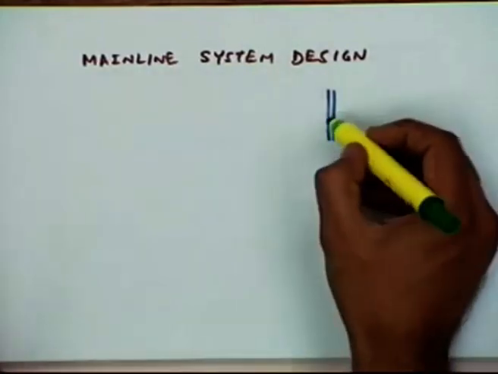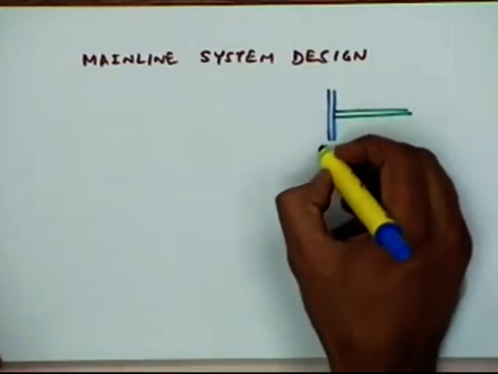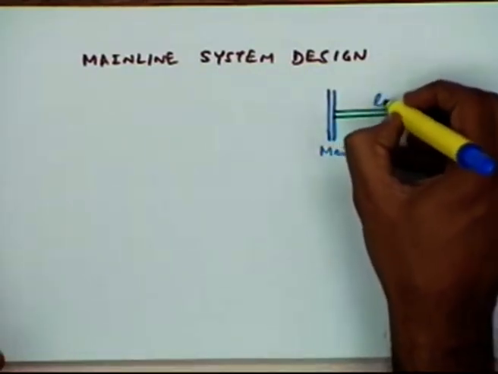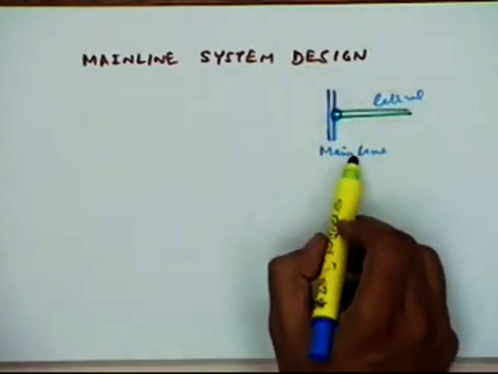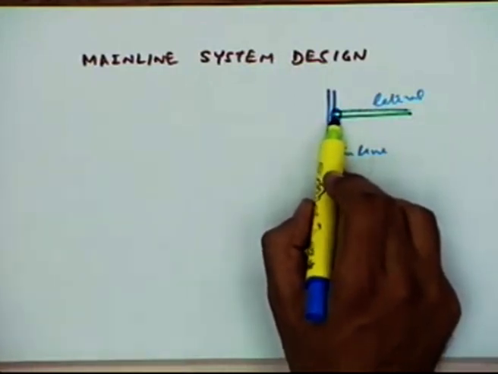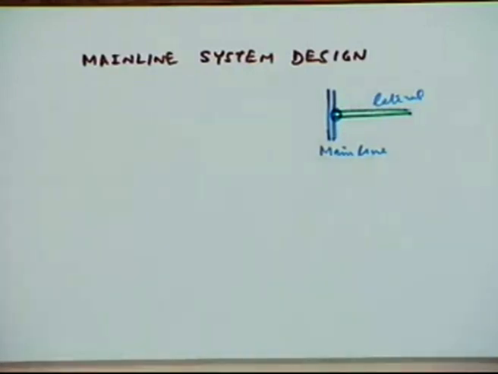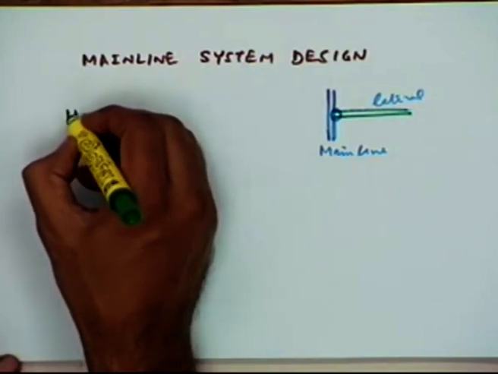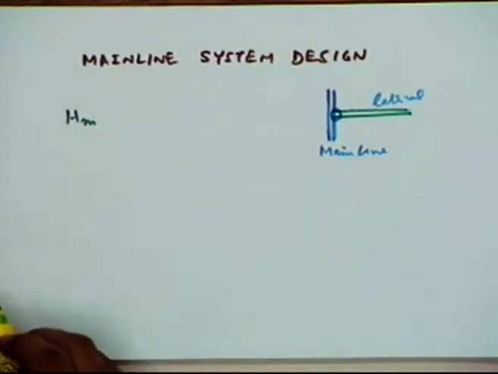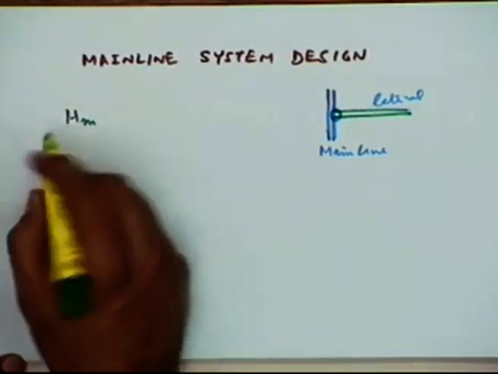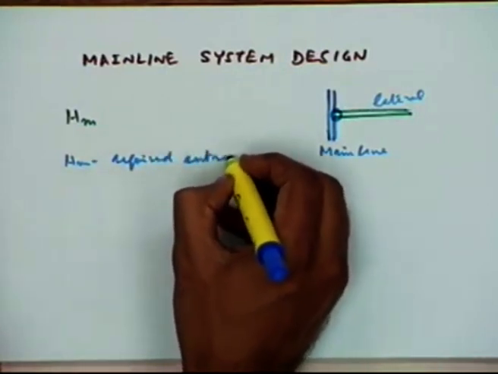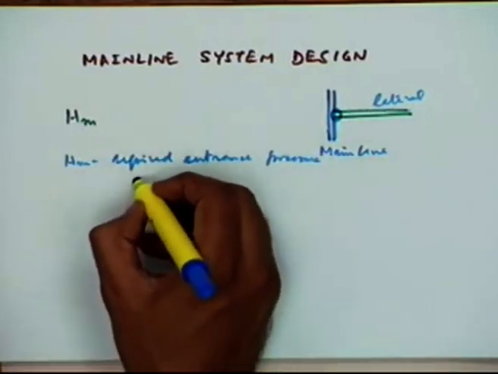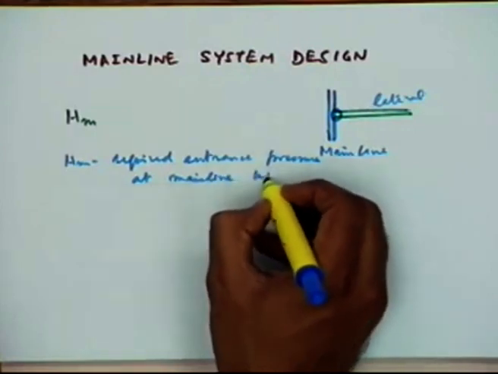So if you say that this is the main line, and this is the lateral, when we look at the main line, what is the pressure requirement at the junction of the main line and the lateral? That is what we are basically interested in. So if we designate that pressure as HM, where HM is the required entrance pressure at main line in kilopascal.